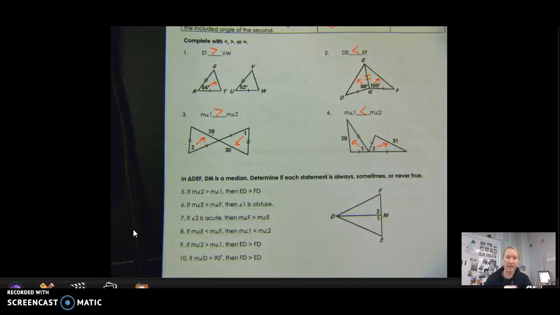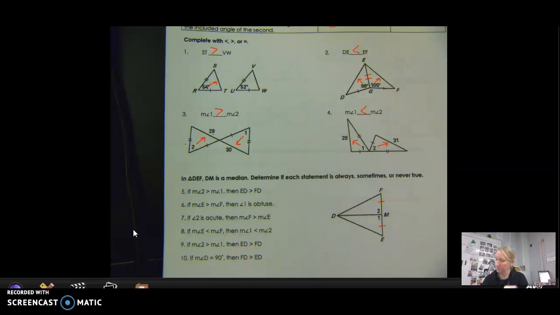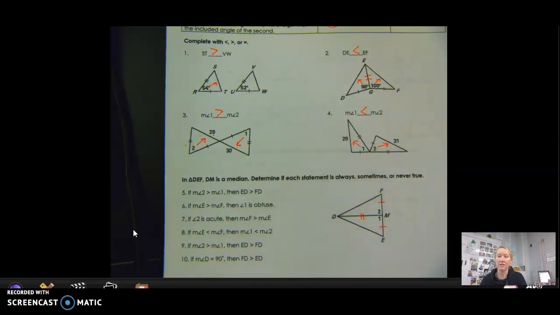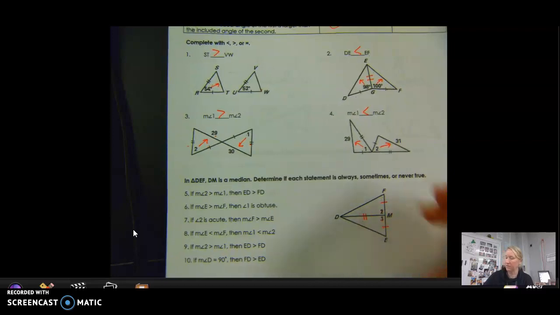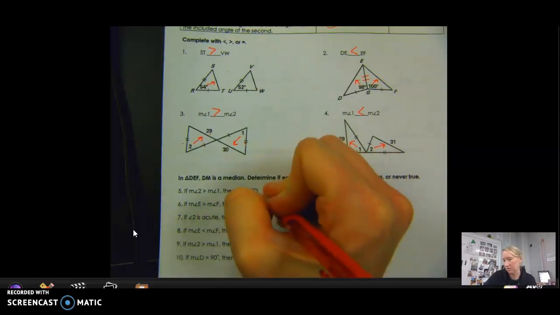Okay, in triangle DEF, DM is a median. So if it's a median, this is congruent to this, right? This is congruent to itself by a reflexive. Determine if each statement is always, sometimes, or never true. Measure of angle 1 is greater than the measure of angle 2. If the measure of this angle is bigger than this angle, then ED, this side, will be bigger than this side. Well, if this angle is bigger than this angle, then FD would always have to be bigger than ED, so this is never true.